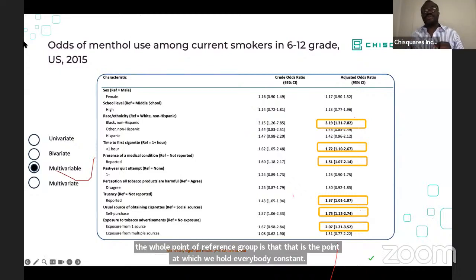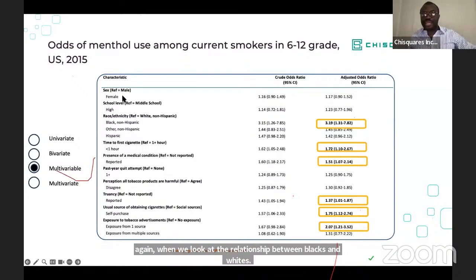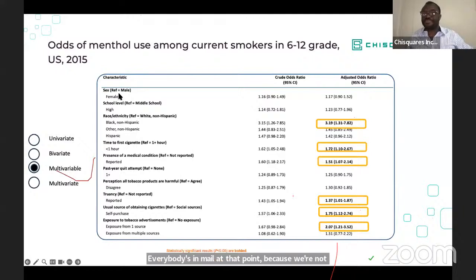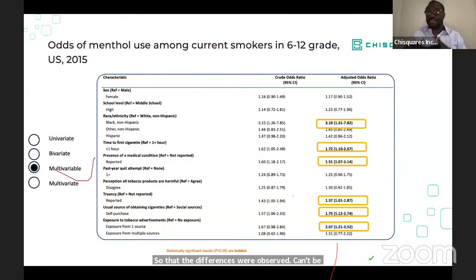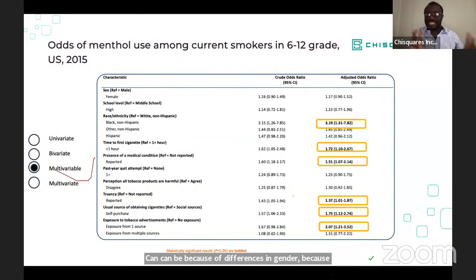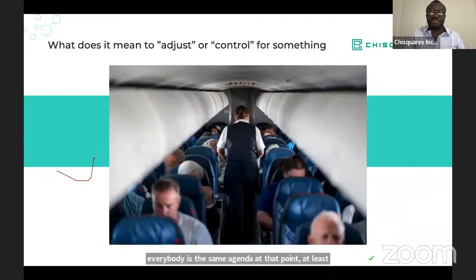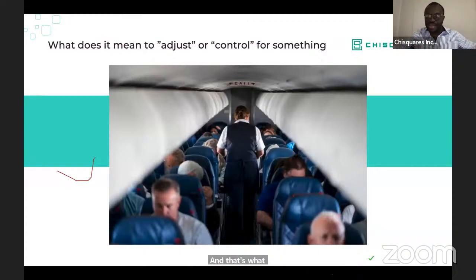So again, when we look at the relationship between blacks and whites, everybody is a male at that time, because we're not looking at gender at that time. All the participants in our study are held at a fixed gender, so that the differences we observe can't be because of differences in gender, because everybody is the same gender at that point, at least statistically. That is what we mean by adjusting or controlling for things. And that's what regression analysis does. It allows us to see the independent effect of something while we hold every other thing constant.